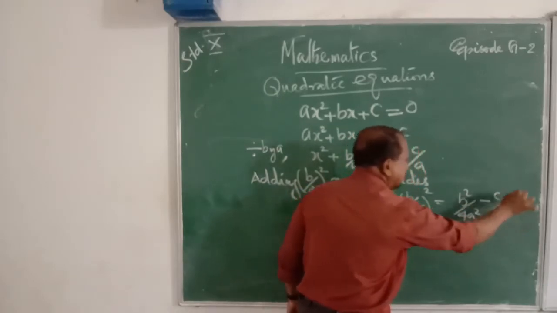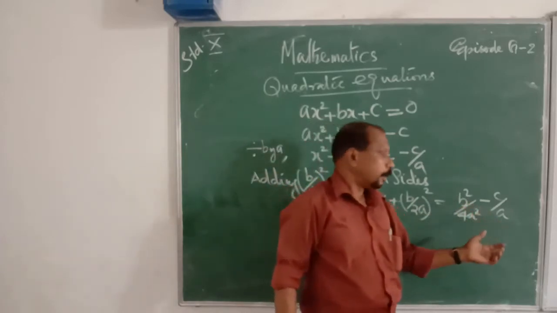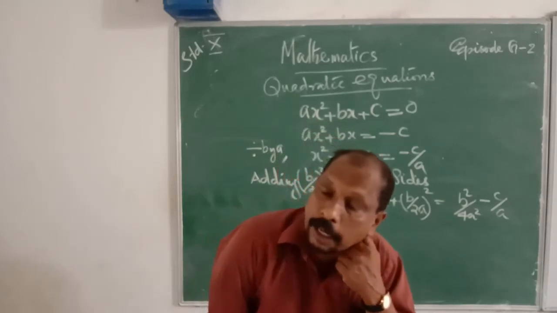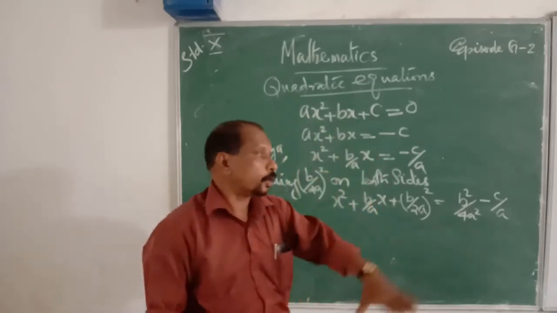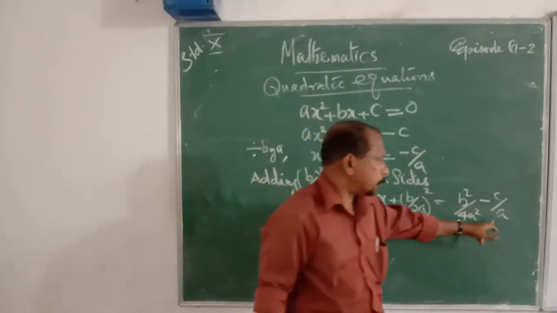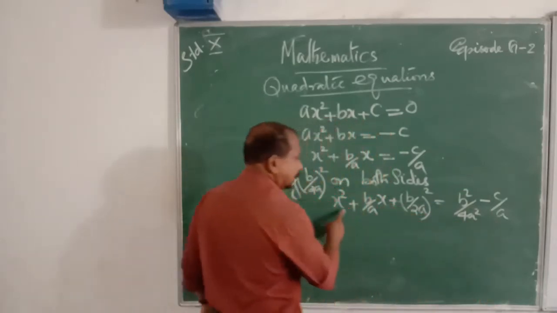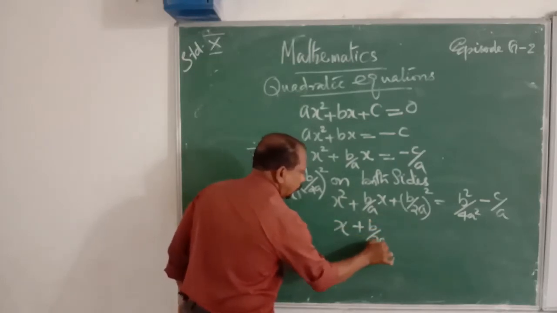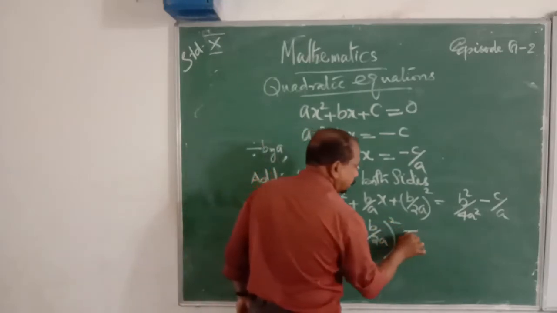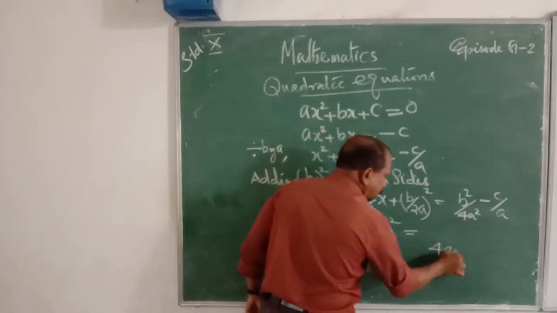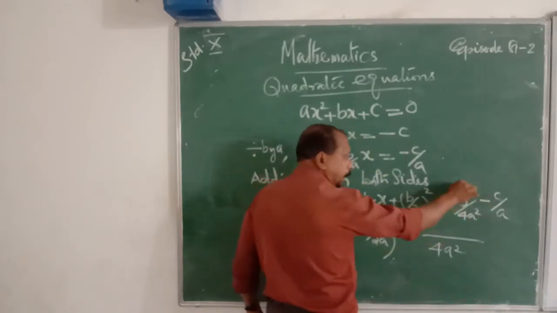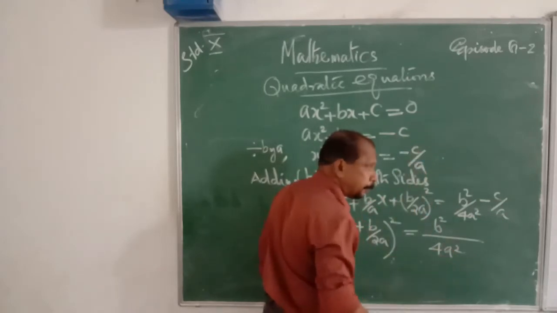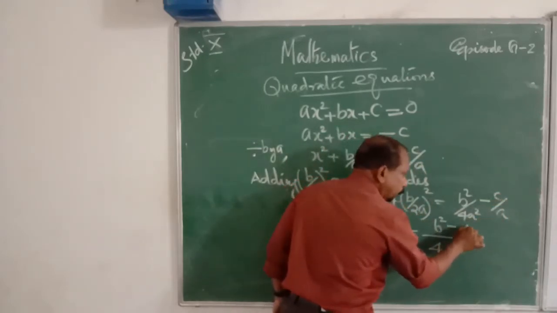minus c by a. There are two fractions. The denominator of the first is 4a square, the second one is a. The LCM of 4a square and a is 4a square. 4a square divided by 4a square, 4a square divided by a. Therefore, this is the perfect square, that is (x plus b by 2a) the whole square is equal to, LCM is 4a square, numerator is b square, 4a square by a is 4a, multiplied into c, that is 4ac.